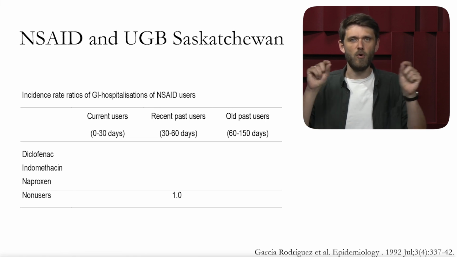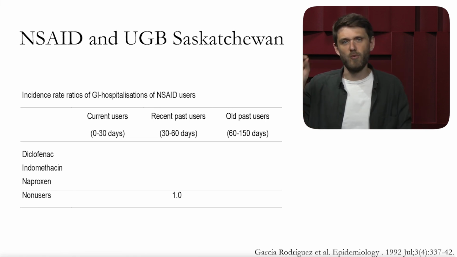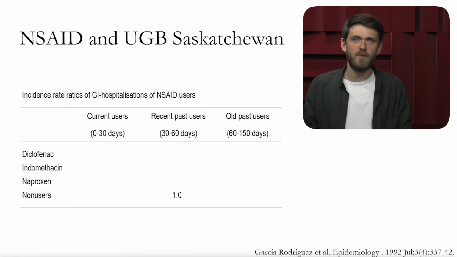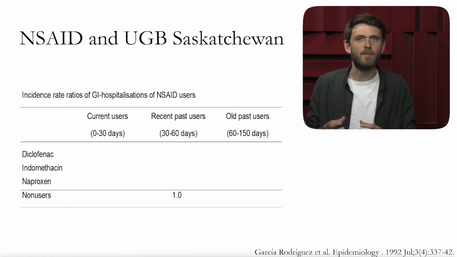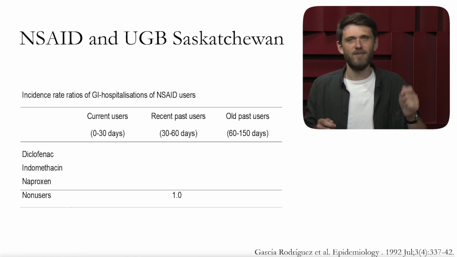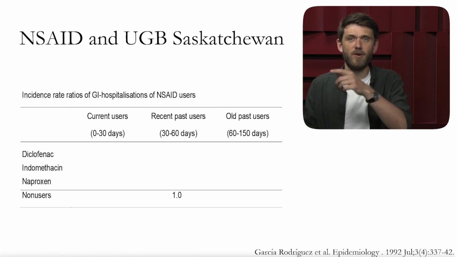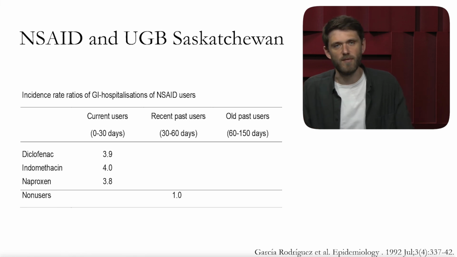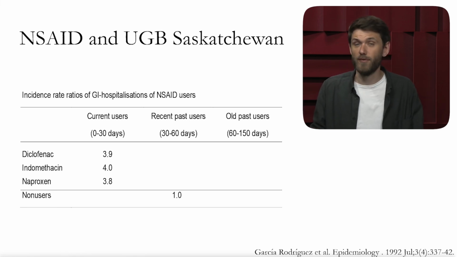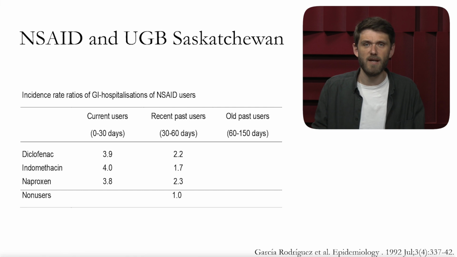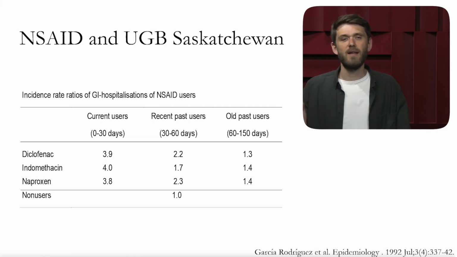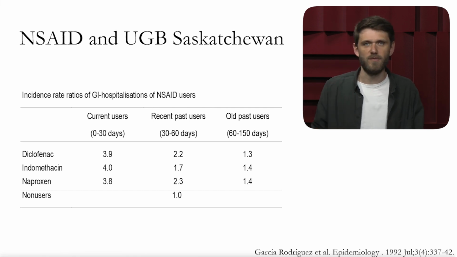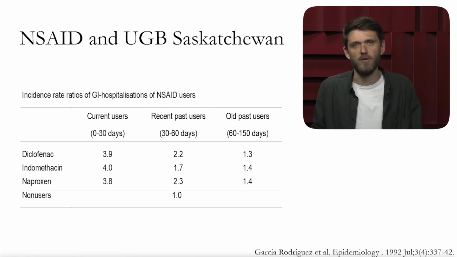So within these 4 buckets of current use, recent use, old past use, and non-use, we are tallying all the person time and the outcome events, and we are using the non-use as a reference person time. So we are dividing the incidence rates in all the 3 other buckets with the incidence rate in the non-user bucket. And from this, we obtain these estimates of a 4-fold increased incidence rate with current use, 2-fold increase with recent past, 1.4 with old past, relative to the rate of events among the non-users.